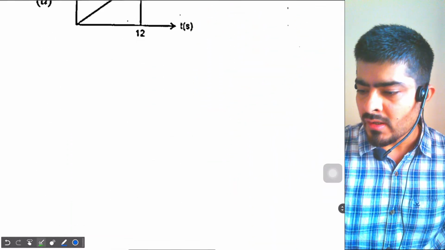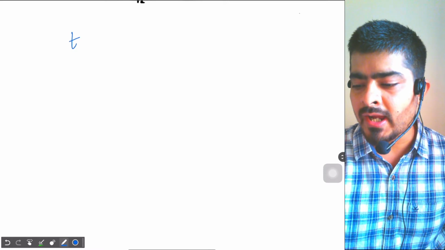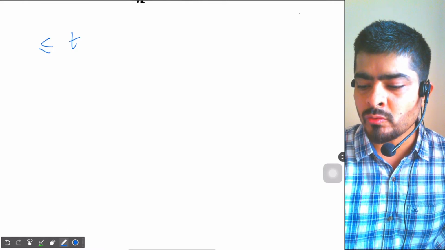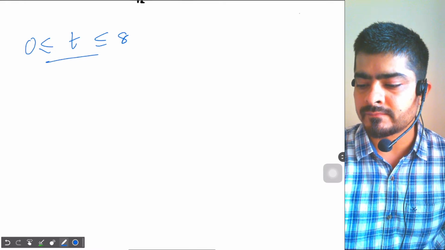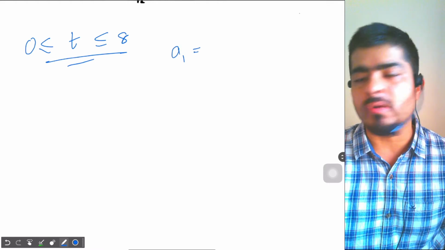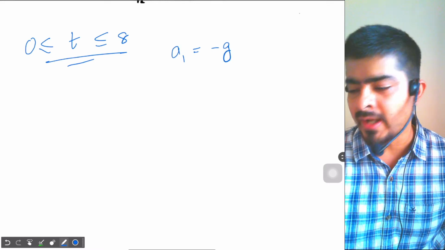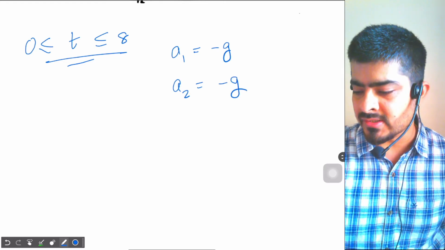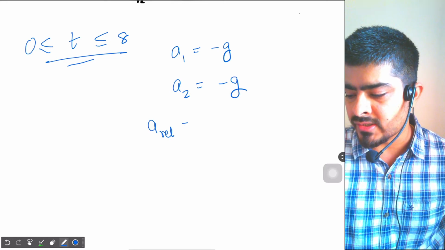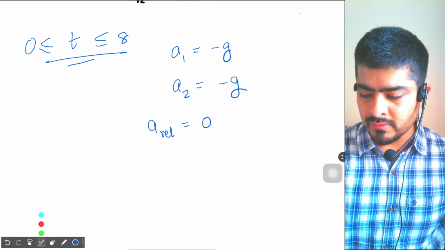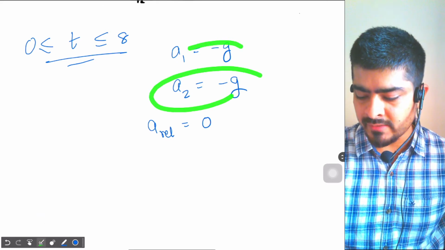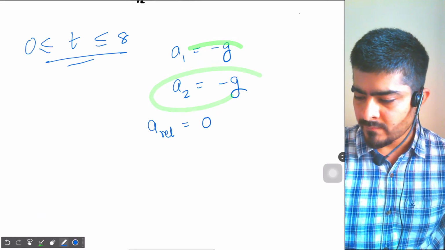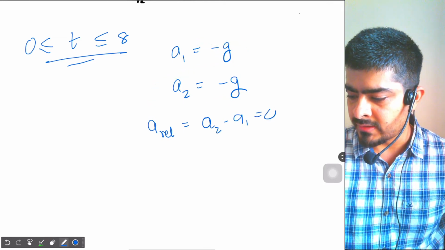So for time between 0 to 8 seconds, acceleration of the first ball is g downwards. I could write down minus g. Acceleration of the second ball is also g downwards, so minus g. So relative acceleration will be 0. Relative acceleration means what? A2 minus A1. I'll write it over here. This is equal to A2 minus A1, that will be 0.